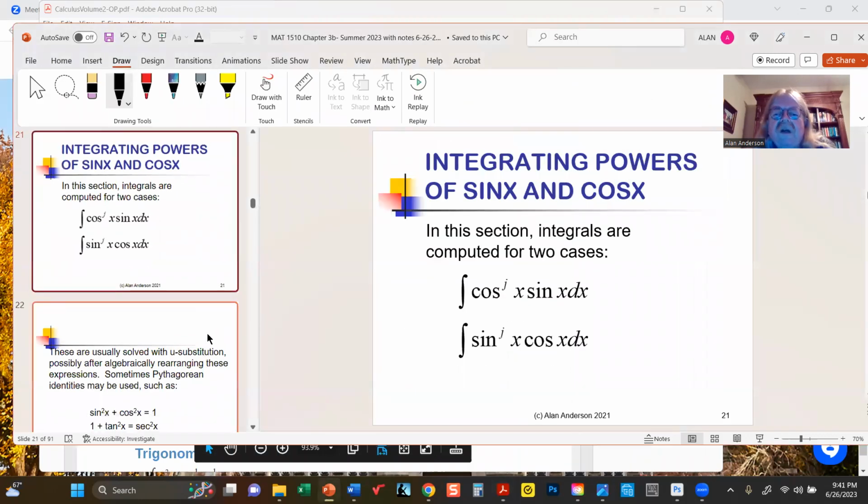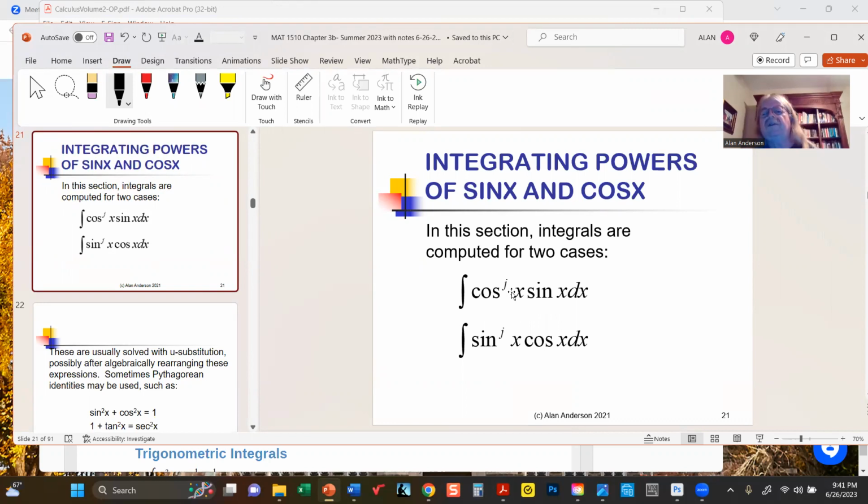All right, now, here's where we're going to start. If you notice, cosine has an exponent of j, as does the sine in the second case. Like I said before, in many of these cases, what we're trying to do is use u substitution, but we want to have the expression in the integral as simple as possible. And that's when all the substitution starts taking place.